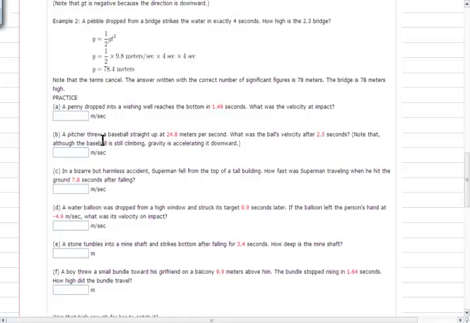1B reads, a pitcher threw a baseball straight up at 24.8 meters per second. What was the ball's velocity after 2.5 seconds? Note that although the baseball is still climbing, we're accelerating it downwards. So in other words, don't confuse negatives and positives.